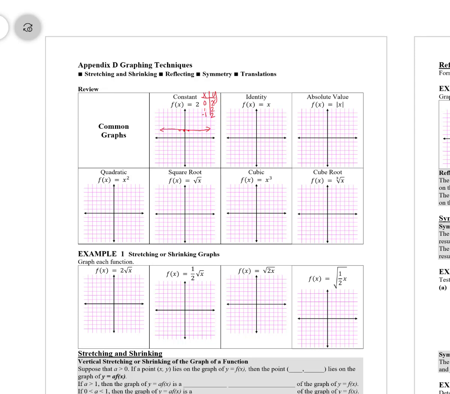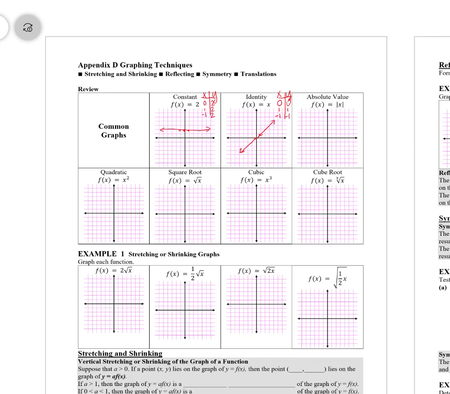The identity function is whenever x and y are the same. So to graph this one, I'll choose 0, 1, and negative 1 for x, and then y has to be the same thing. So if we plot these points, you see how this line is just cutting quadrants 1 and 3 in half.